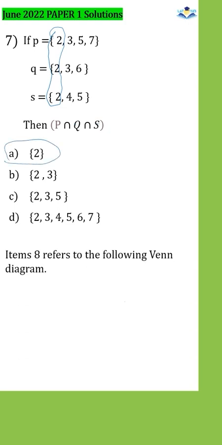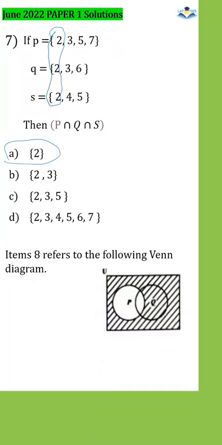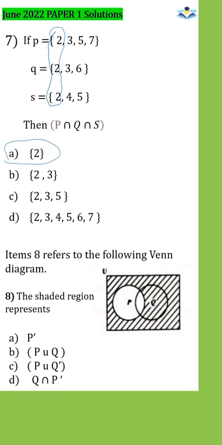Question 8. Item 8 refers to the following Venn diagram. The shaded region represents, as we can see here in this diagram, everything but P is shaded. So the shaded region represents everything that is not in P. So it's P prime. The answer is going to be A.